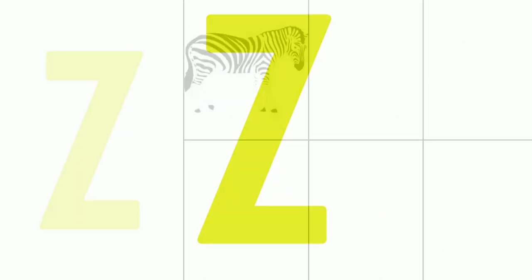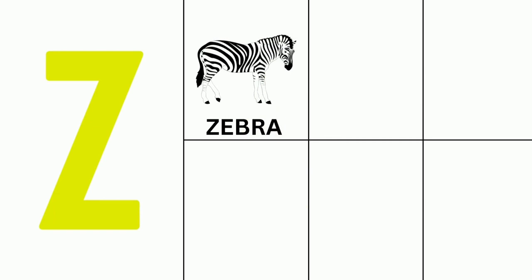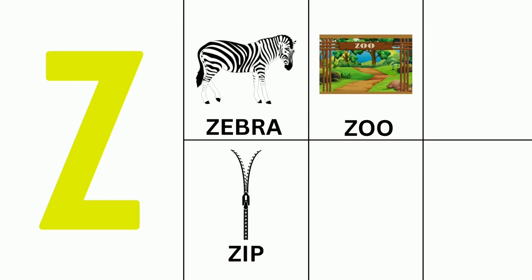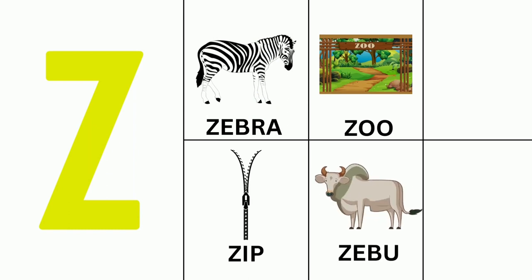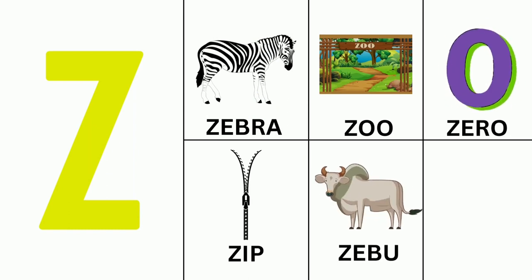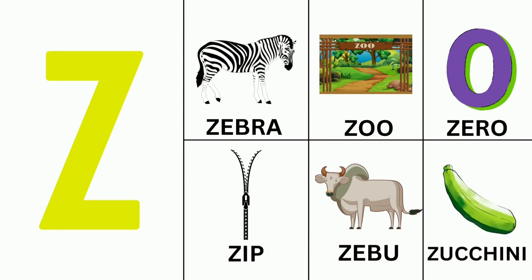Z. Let's learn the word starts with Z. Z for zebra, Z for zip, Z for zoo, Z for zebu, Z for zero, Z for zucchini.